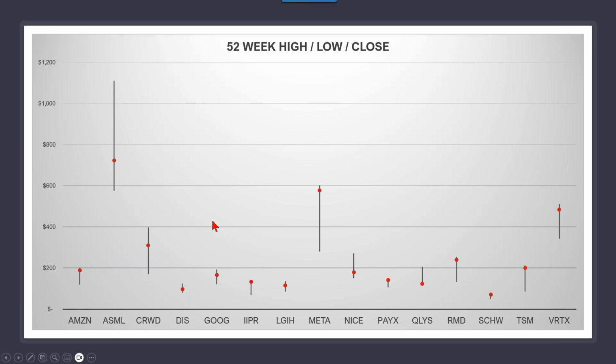These are the 52-week high and low stock prices for each of our holdings, and the little dot is the last closing price. So it shows you that, for example, the current stock price of Amazon is at the 52-week high, and the same with IIPR, Meta, ResMed, TSM, and Vertex. So we have some stocks that are near their 52-week highs. We should probably take a look at those.